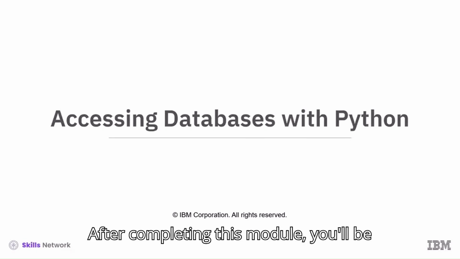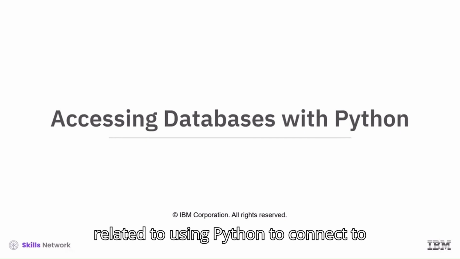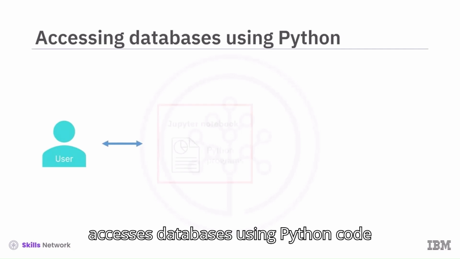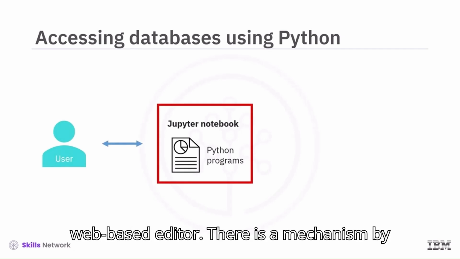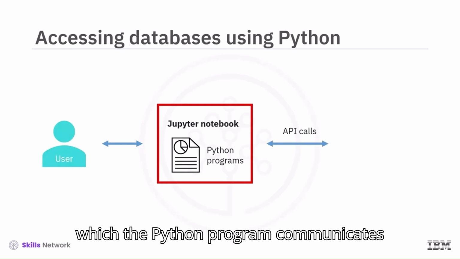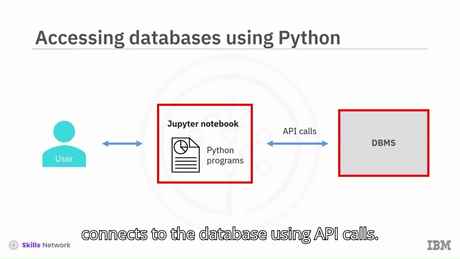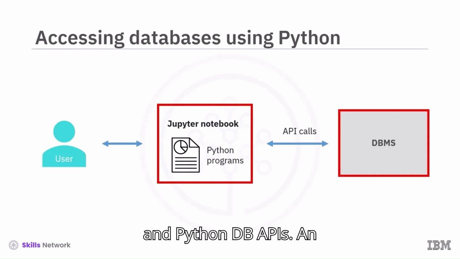After completing this module, you will be able to explain the basic concepts related to using Python to connect to databases. This is how a typical user accesses databases using Python code written on a Jupyter Notebook, a web-based editor. There is a mechanism by which the Python program communicates with the DBMS. The Python code connects to the database using API calls. We will explain the basics of SQL APIs and Python DB APIs.